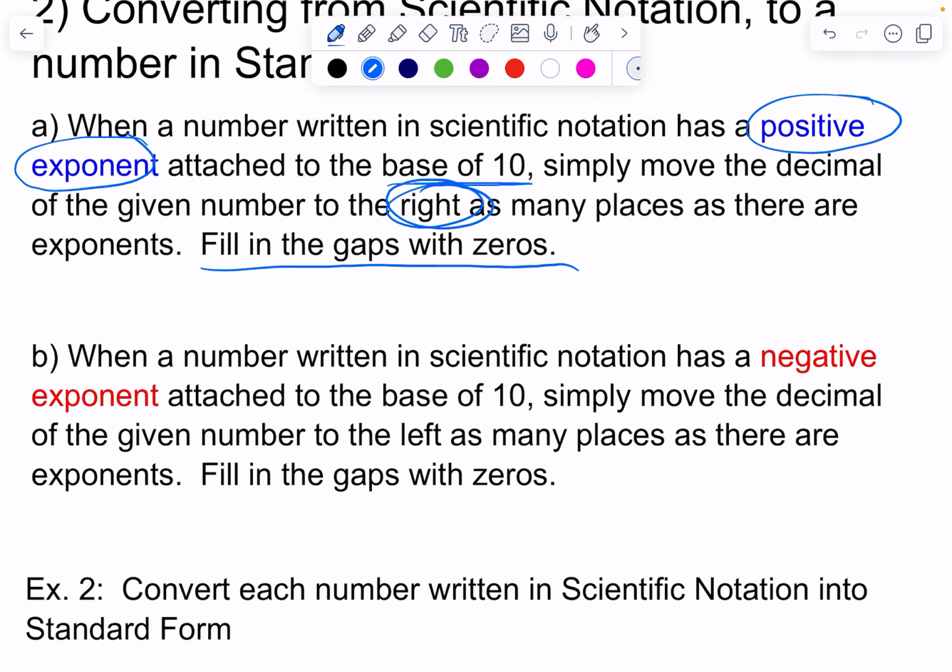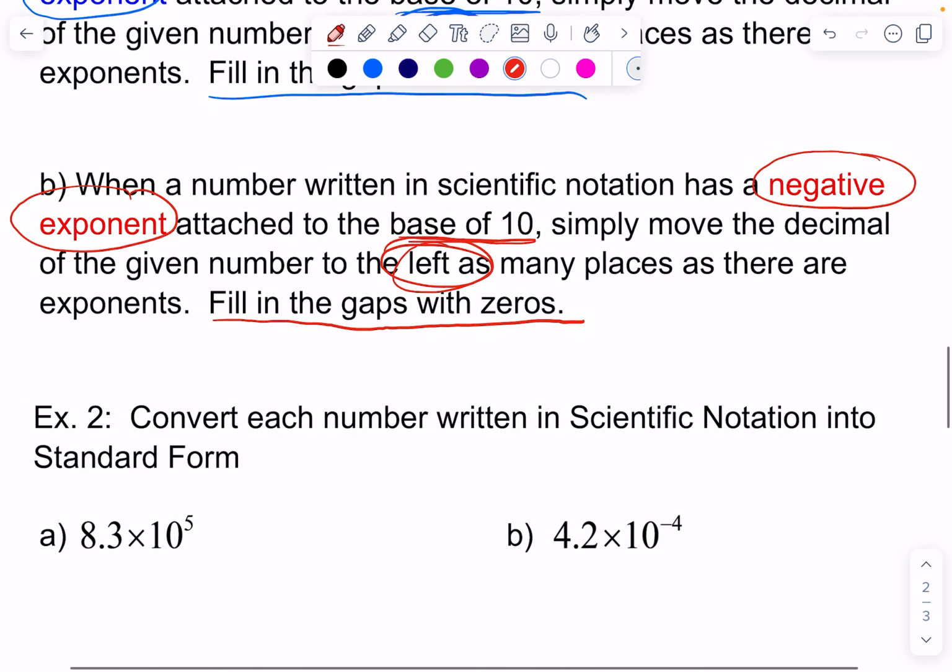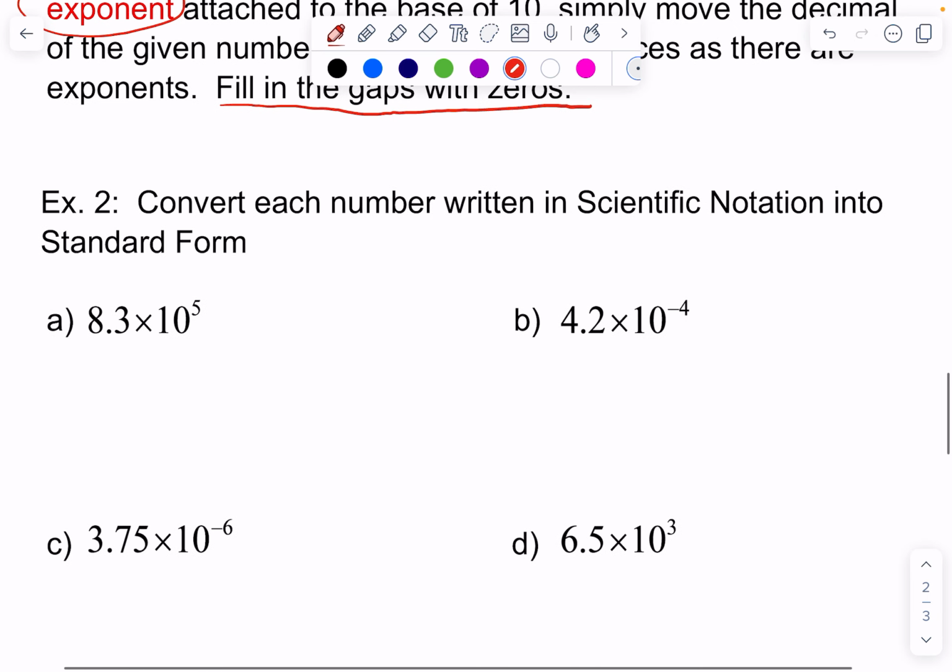When a number written in scientific notation has a negative exponent attached to the base of 10, simply move the decimal of the given number to the left as many places as there are exponents and fill in the gaps with zeros. So let's get right to it. Convert each of these numbers written in scientific notation to standard form.